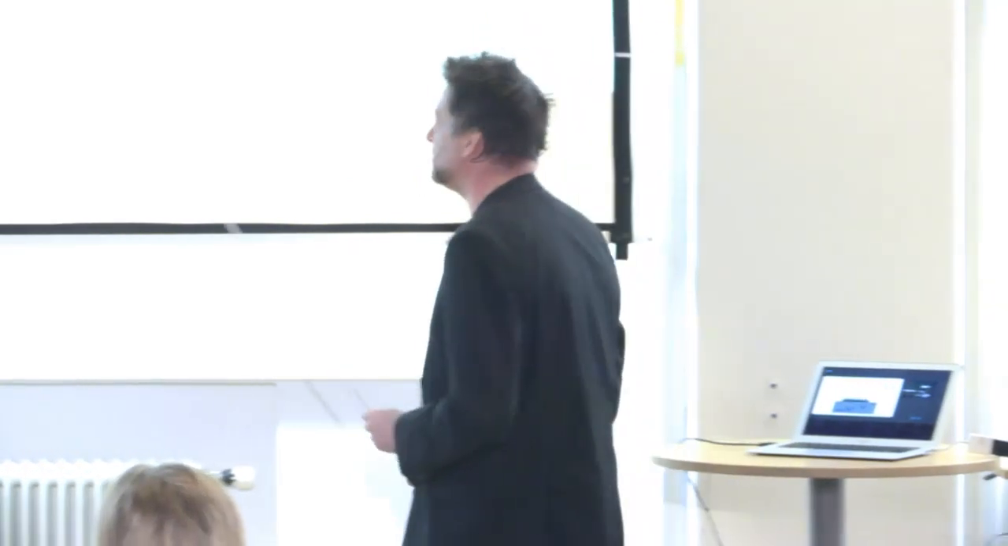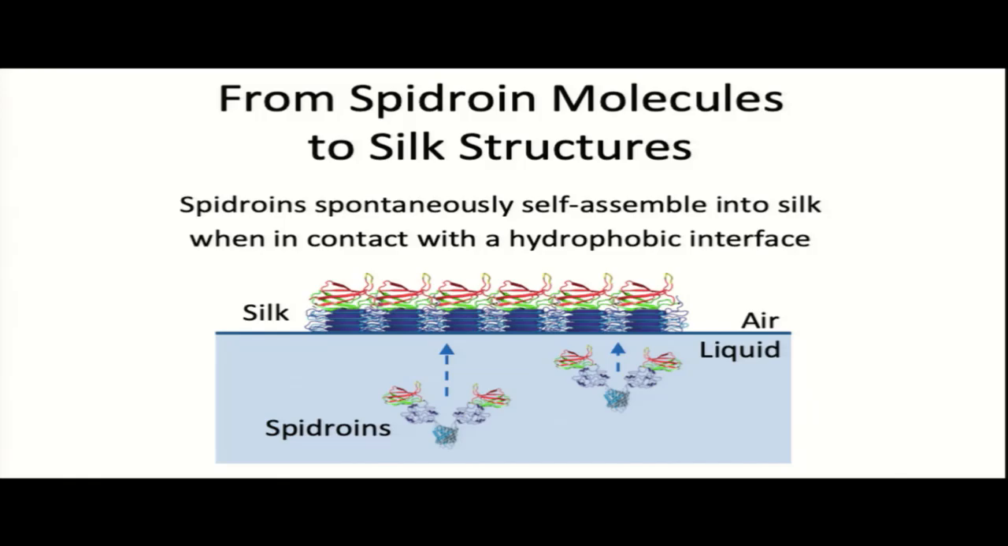So what we do is we start from the solution, and lucky for us, making structures is rather easy, because if you have a solution of spider silk protein, and if the solution has high enough concentration, the spidroins here in the solution will spontaneously self-assemble into silk film on the top, on the surface. Silk films typically of a size 200 nanometer, 300 nanometer.